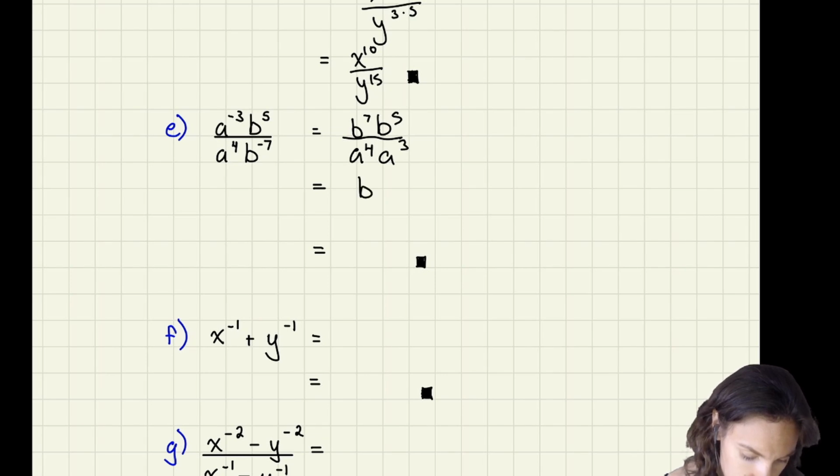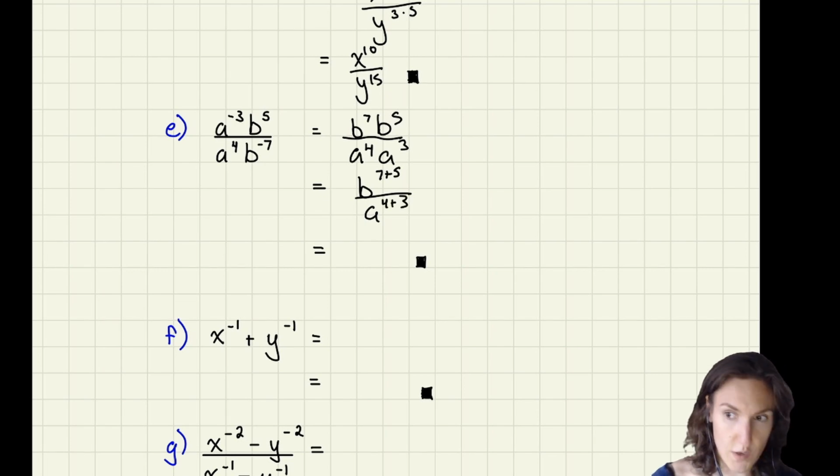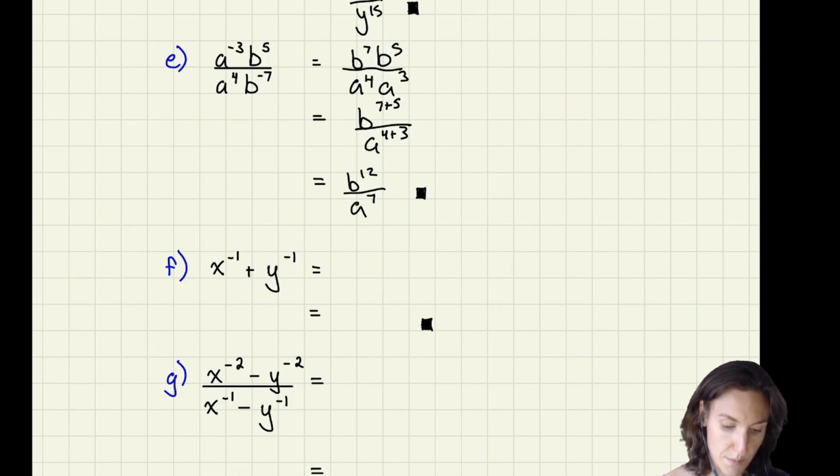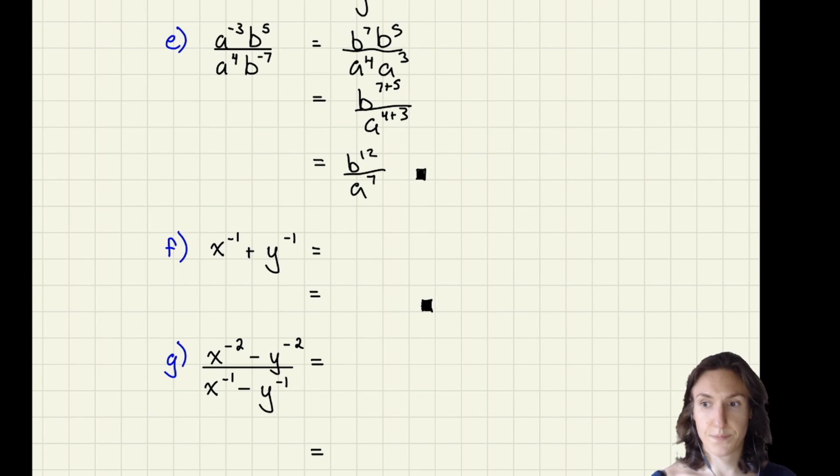And then by multiplication of the same bases, I can just add these up. So I'll end up getting b to the 12 because of the 7 plus 5, and then a to the power of 7 because of the 4 plus 3.